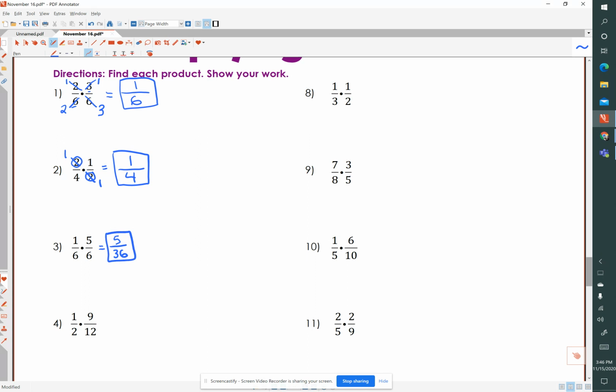For number 4, I cannot simplify. We're looking at 2 and 9, no common factors. And then we're looking at 1 and 12, no common factors. So I multiply across. 1 times 9 is 9. 2 times 12 is 24. And both of those are divisible by 3. So I divide the numerator and denominator by 3. 9 divided by 3 is 3. 24 divided by 3 is 8. And that's a final answer.